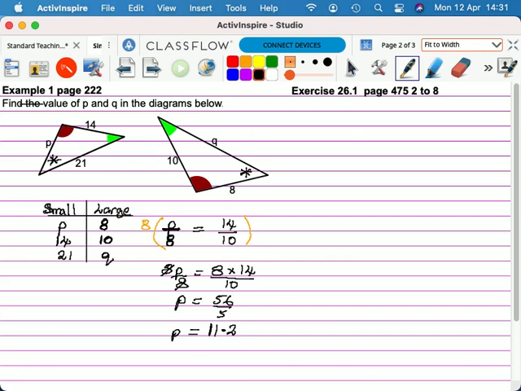Now, the second part of the question was finding Q. And this is where it's clever. Because what I'm going to do now is, because I'm looking for Q, instead of doing 21 divided by Q, I'm going to do Q divided by 21. So you stay focused, because what am I now doing? I'm now doing large divided by small. So what's it going to be equal to? Is it going to be equal to 14 divided by 10? Or is it going to be equal to 10 divided by 14?